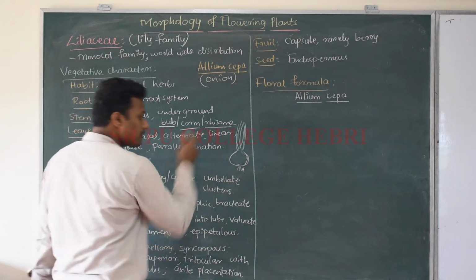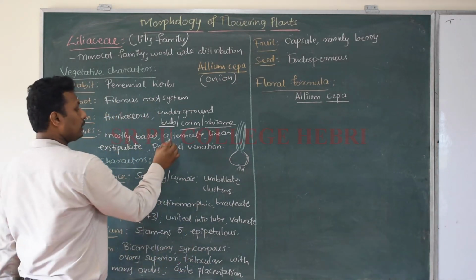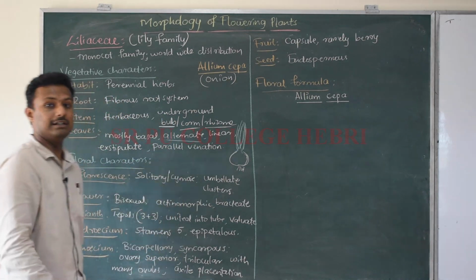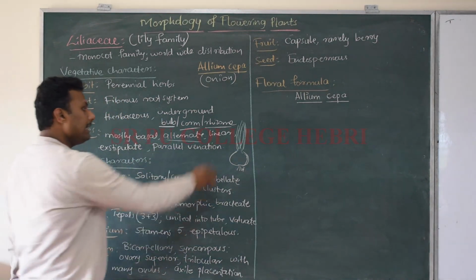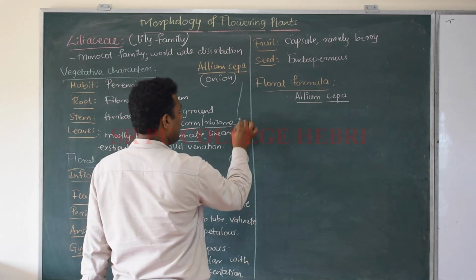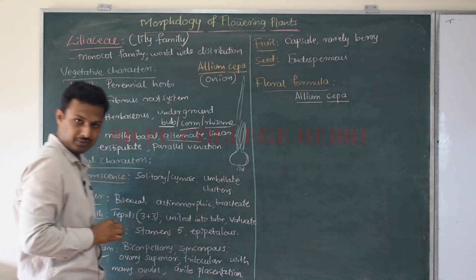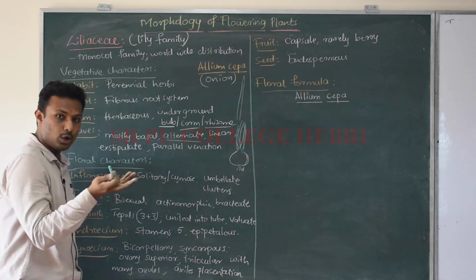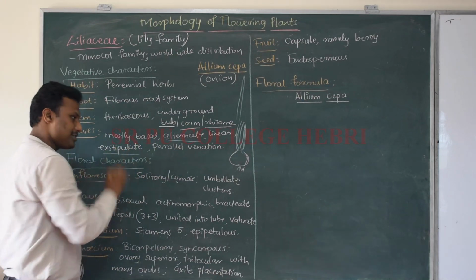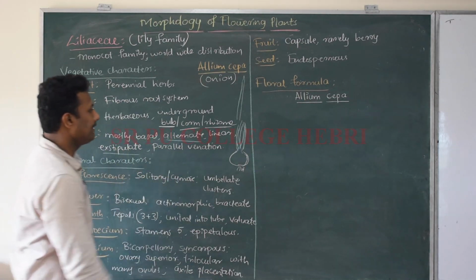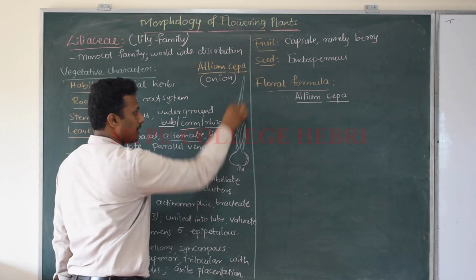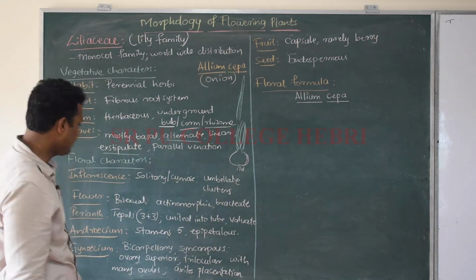There are many nodes, and phyllotaxy here is alternate, and linear means the leaf is straight like this, linear. Okay, and they do not have the stipules, that is why it is exstipulate leaves, and obviously the venation is parallel venation, you know, right?